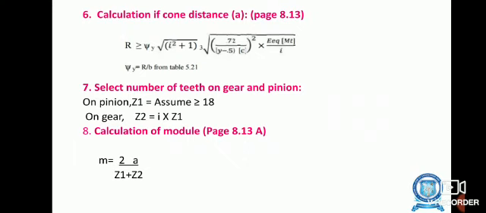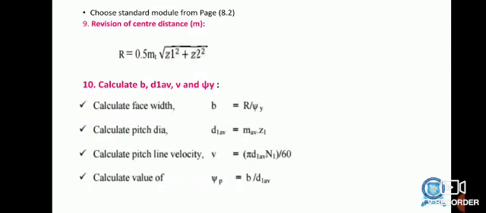Then step 7, select the number of teeth on gear and pinion. Initially assume Z1 as 18, and Z2 equals i into Z1. Then step 8, calculation of module. Page number 8.13a has a formula; utilize that formula and we will get the module. Module m equals 2A divided by Z1 plus Z2. Then finally, we want to standardize the module, utilizing page number 8.2.